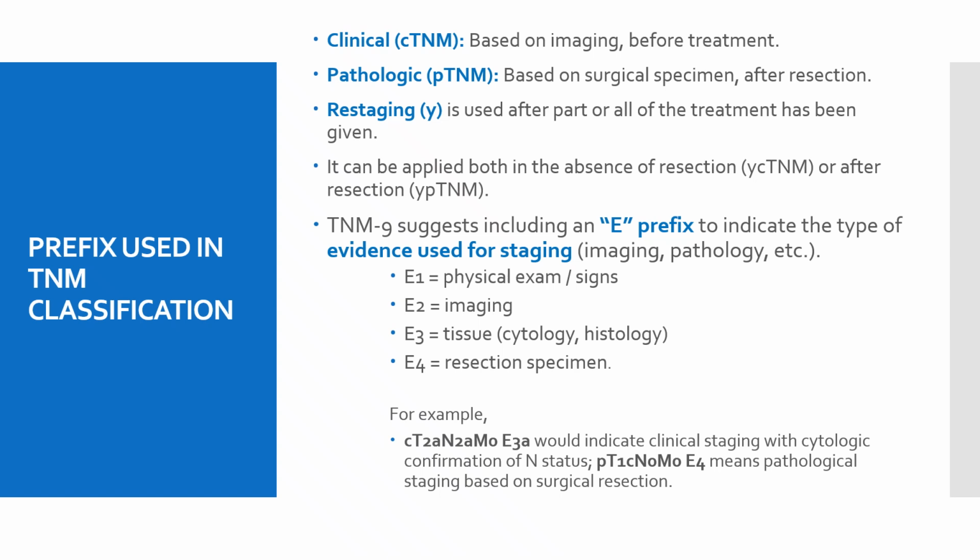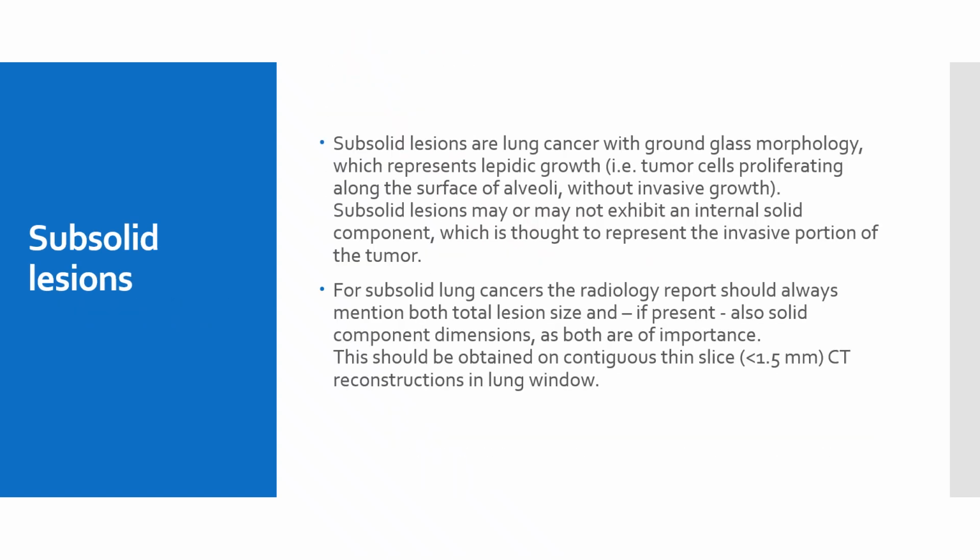Example, cT2a, N2a, M0, E3a would indicate clinical staging with cytologic confirmation, since it's telling E3a, so it's cytologic confirmation of N status. pT1c, N0, M0, E4 means pathologic staging based on the surgical resection.